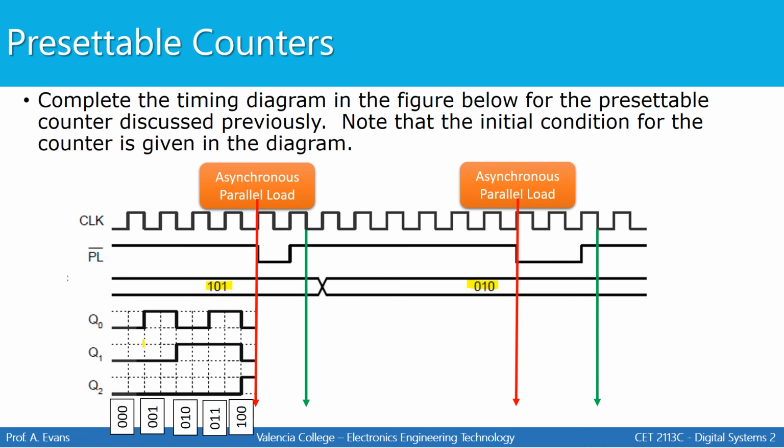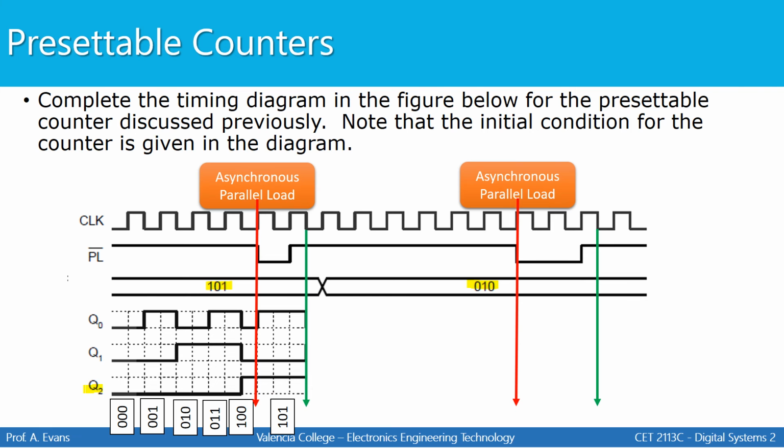The counter is going to start at 0, 0, 0. It's going to count up 0, 0, 1, 0, 1, 0, 0, 1, 1, 1, 0, 0, right until this point where we're going to load the value 1, 0, 1. So between these 2 points, Q2 is a 1, Q1 is the 0, Q0 is the 1.